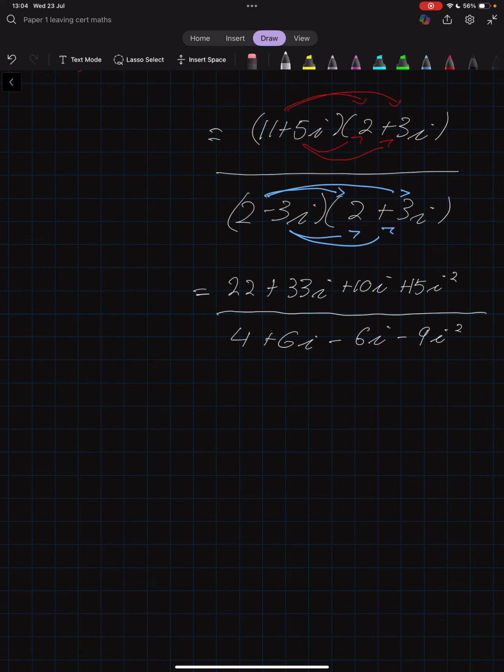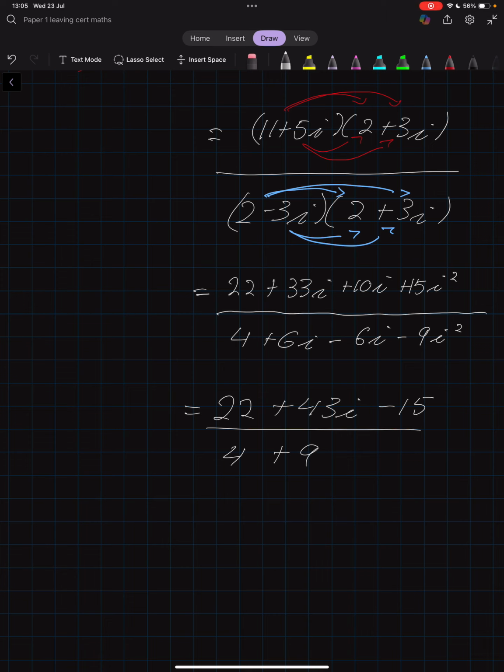Again, I don't expect it to seem obvious why I want to do it this way at all. Just bear with me one moment. So on the top, this is going to be 22 plus 33i plus 10i, that's plus 43i. 15i squared is minus 15. Remember, i squared is minus 1, so 15 times minus 1 is minus 15. All over 4 plus 6i minus 6i is 0i, minus 9i squared, that's plus 9.